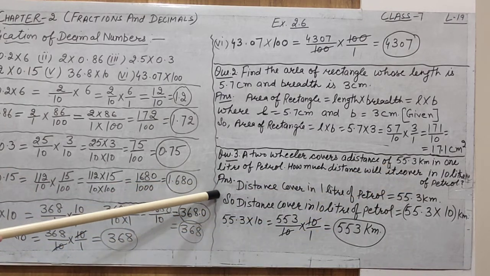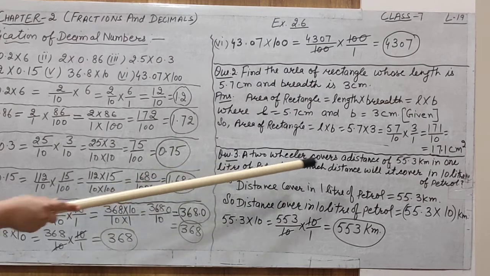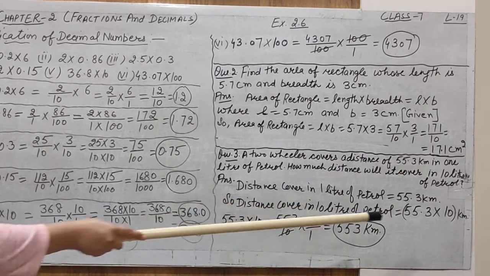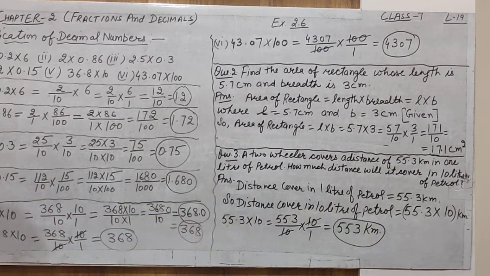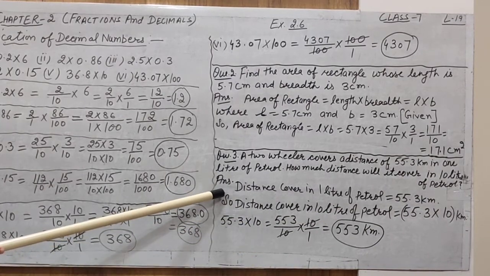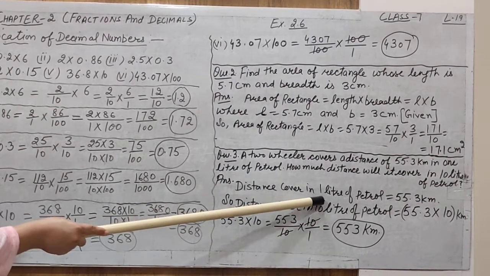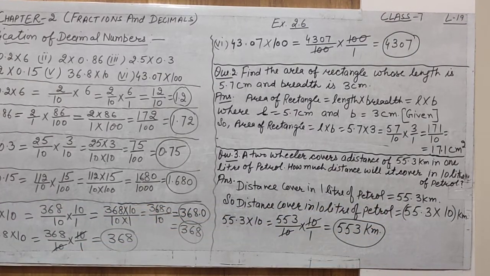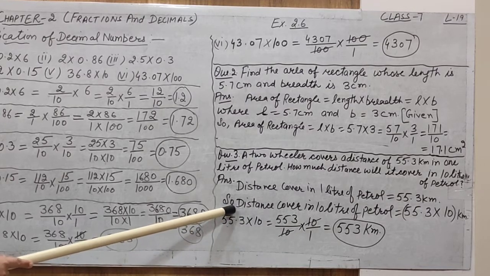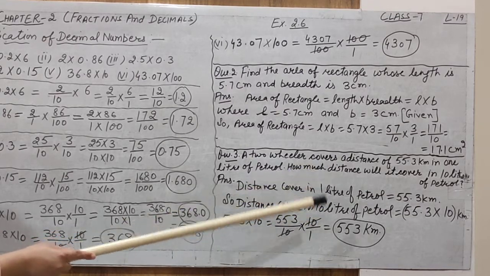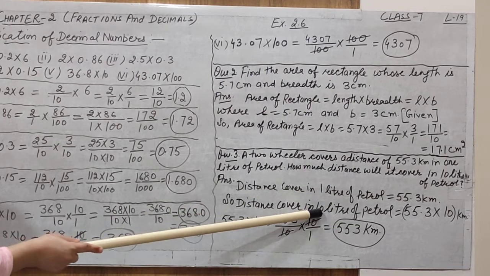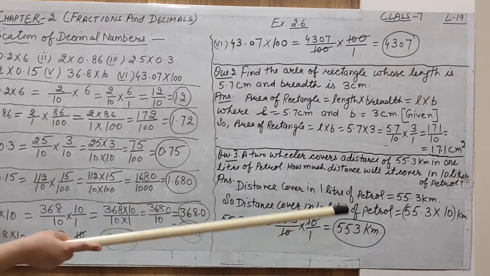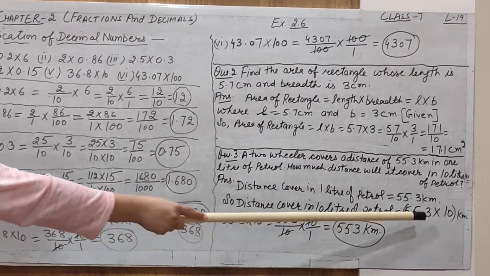Now the statement you have to use, start from the first line. The distance covered using 1 liter of petrol is 55.3 kilometers. Alright, this is the first statement. It is given that in 1 liter of petrol, the two-wheeler covers 55.3 kilometer distance. Now, the distance covered in 10 liter of petrol, it is obvious when the petrol is greater, then the distance covered is greater. To find any value which is greater than the previous one, you have to multiply.